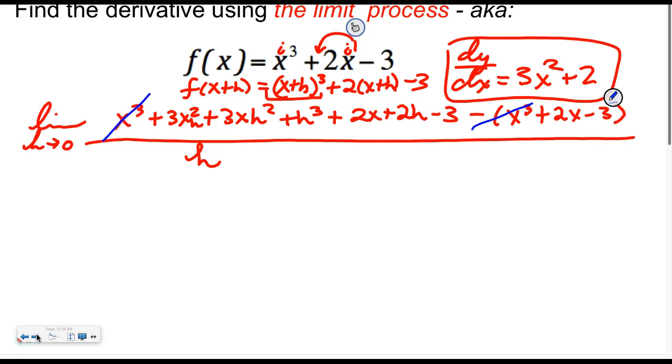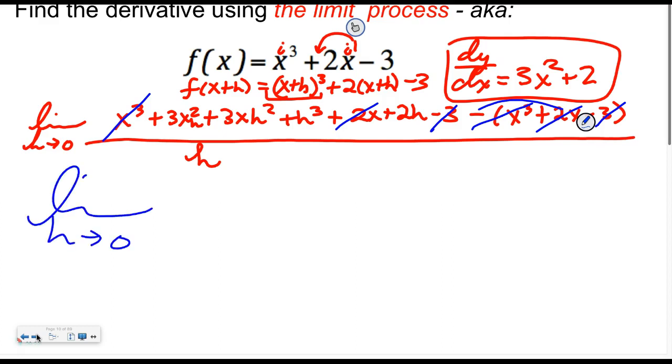2x, will it disappear somewhere along the line? Yes, right here with the minus 2x. Minus 3. Well, yeah, I'll have minus the minus 3. So there it goes. Everything without an h in it disappeared. Then the same thing will happen every time at this juncture. What am I going to do now? Factor an h out.